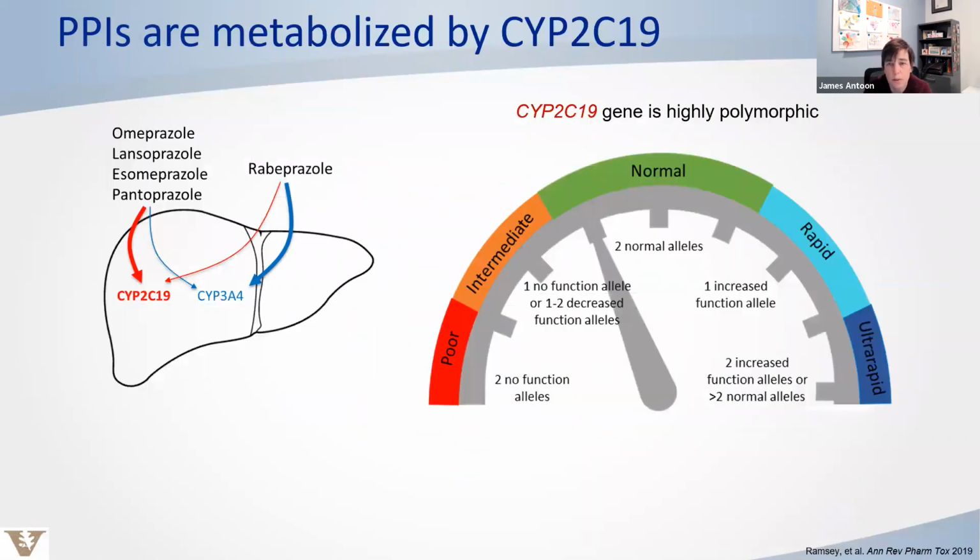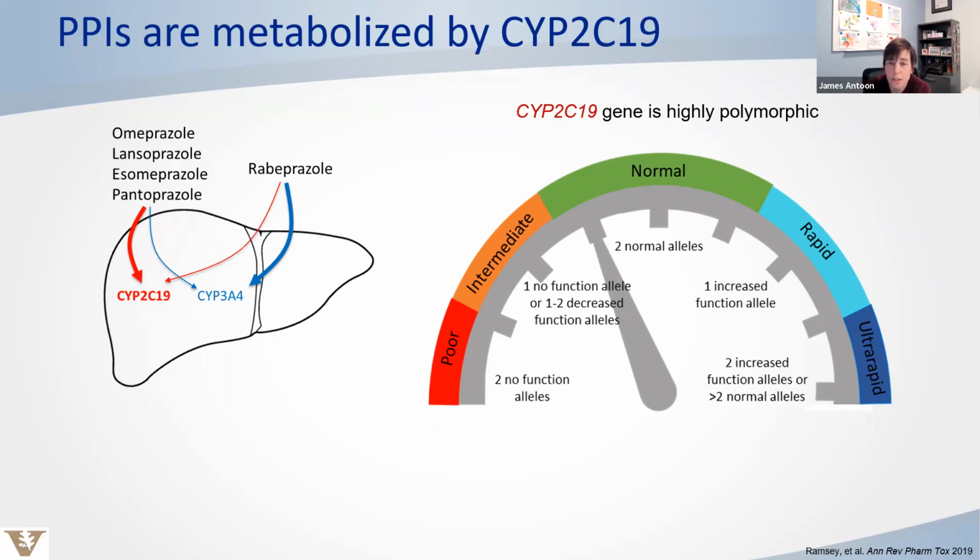So what do we know about proton pump inhibitors? Well, we know that they are metabolized by the cytochrome P450-2C19 enzyme, some more than others. So rabeprazole is mostly CYP3A4, whereas the other proton pump inhibitors listed on the slide there are mostly CYP2C19 substrates. They're inactivated by CYP2C19, so the functional level of that enzyme in any one individual determines how much drug you have available.